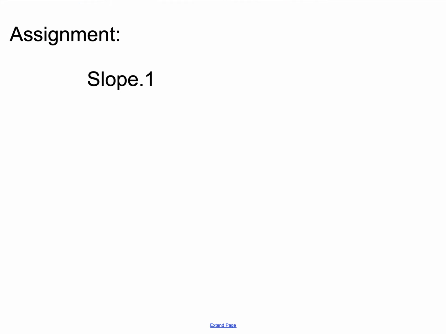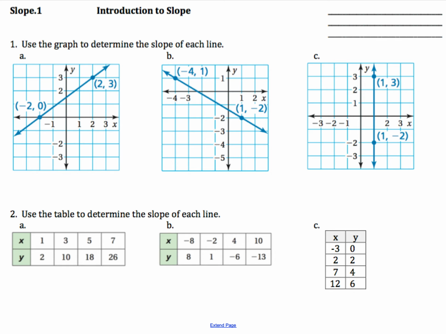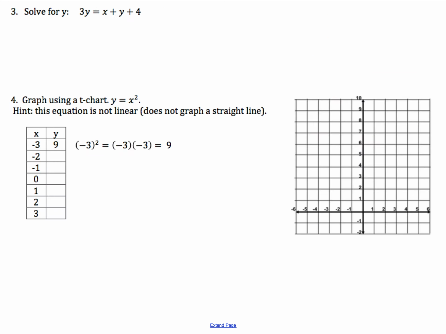All right, in the assignment, the first problem, you're just going to draw your right triangles and find your slopes. In the second problem, you need to do the change in y, change in x, and then make a fraction out of it. Rise is y, so y over x, and you've got your slope. Number 3, a review problem solving for y. We're going to be doing that in this unit. Number 4 is a review from last time, but it's kind of extended as well.